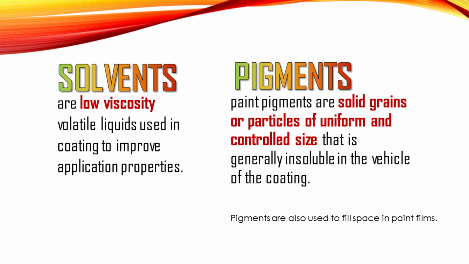First is for the decoration function. It contributes to opacity, color, and gloss control. And second, for the protective function, it contributes specific properties such as hardness, resistance to corrosion, resistance to rapid weathering, abrasion, and improved adhesion. It also serves as an ease of sanding, flame retardance, and electrical conductivity. Pigments are also used to fill space in paint films.